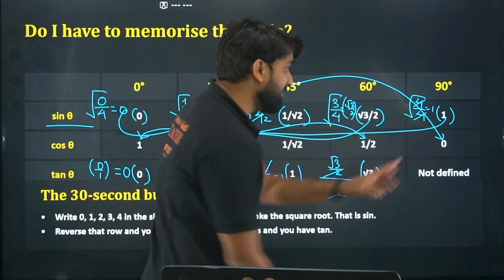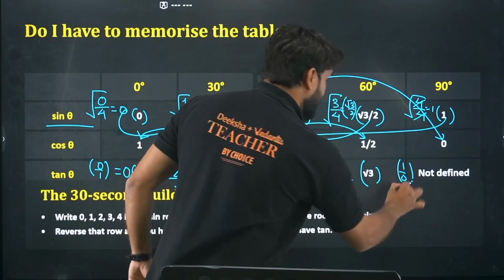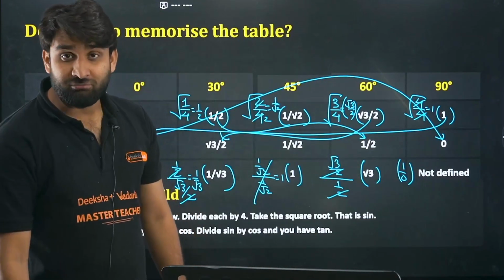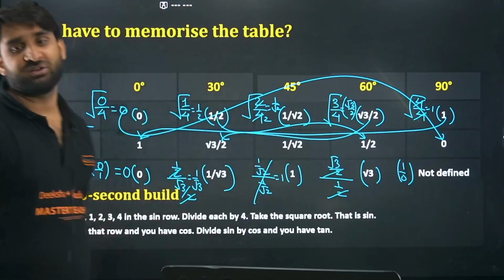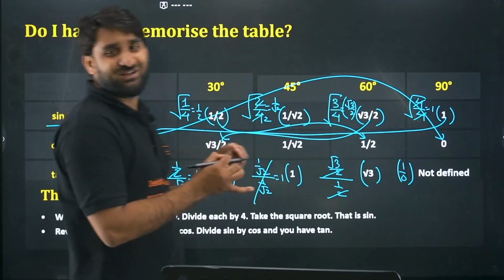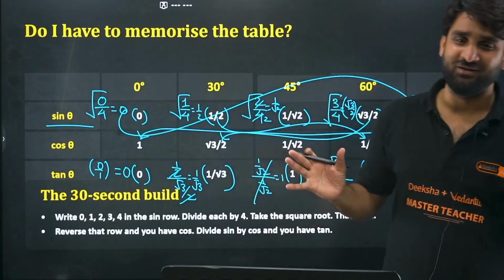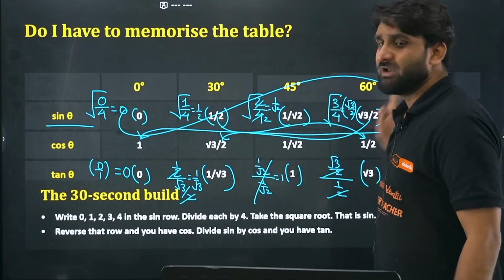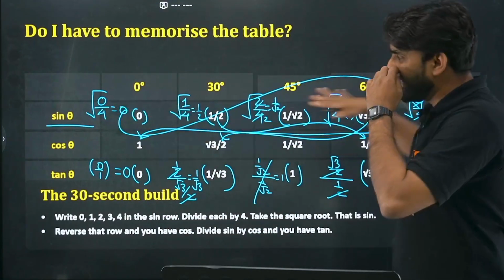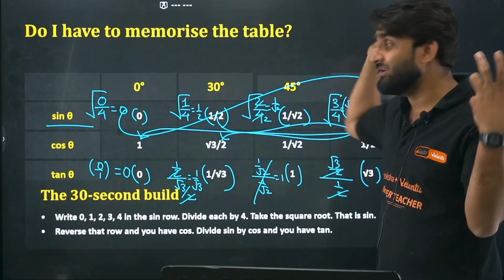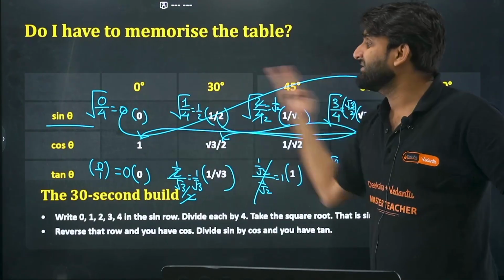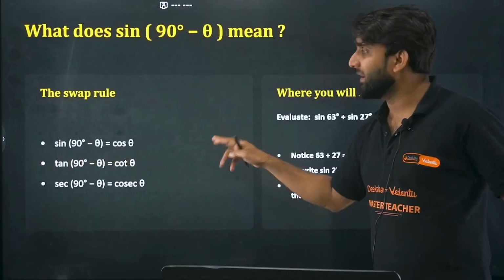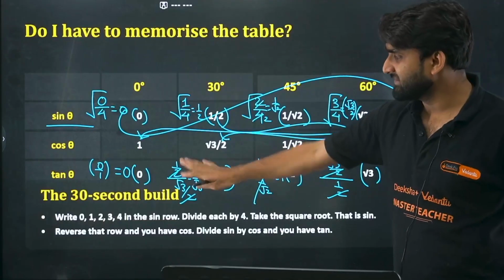And if we divide 1 by 0, a non-zero number can't be divided by 0, and that is called not defined. So these are the values. Very magical, just like magic, champion. Write the counting, divide by 4, put the root, and get the sine values. And once you get the sine values, cos will automatically come. And once you have sine and cos, divide sine values by cos values to get these tan values.